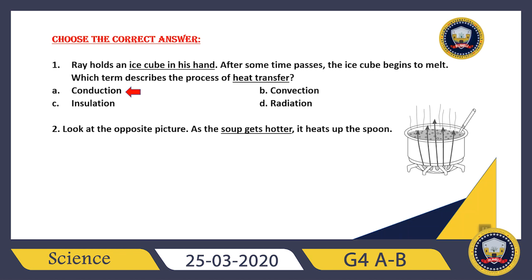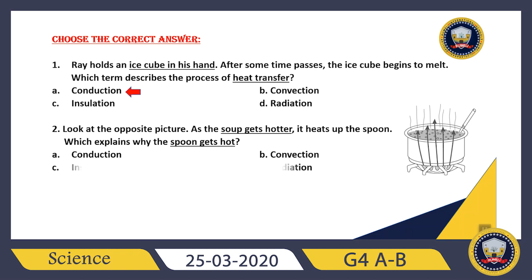As the soup inside the pot gets hotter, it heats up the spoon, as we have said before, this example. So the spoon gets hot after a while. Which explains why the spoon gets hot? Is it because of conduction, convection, insulation or radiation? Which one is correct? Why does the spoon get hot after a while?